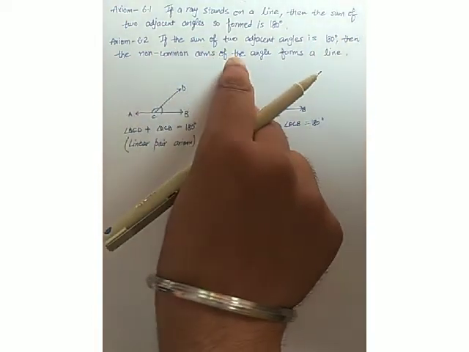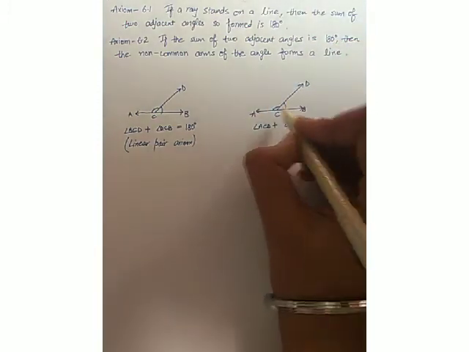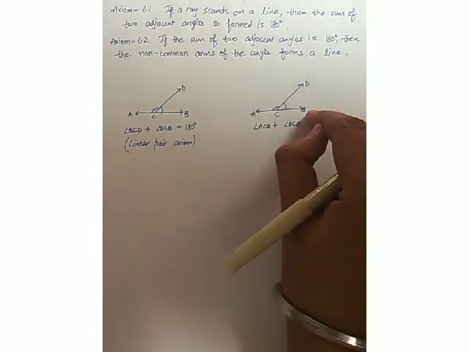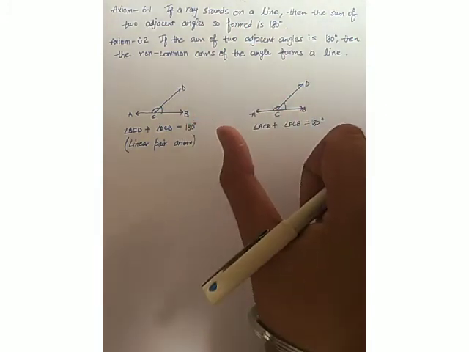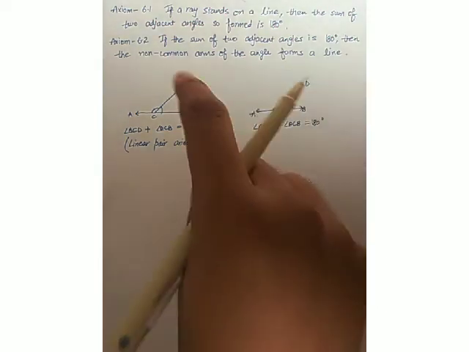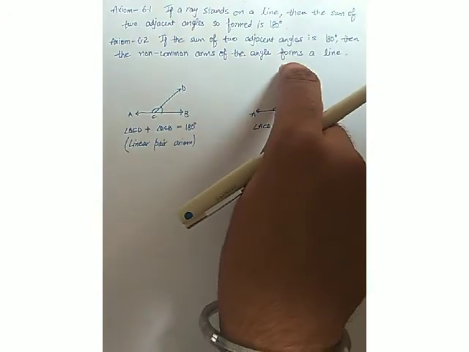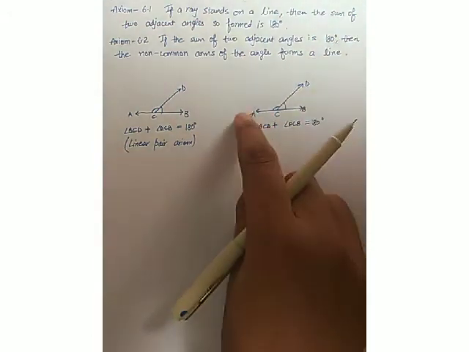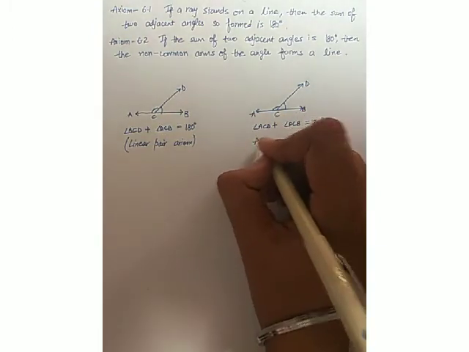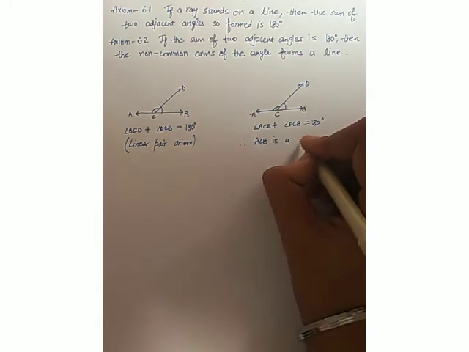The non-common arms of the angles form a line. Which are the non-common arms? CD arm is common in both of the angles, ACD and DCB. Now which are the non-common arms? Of course the left ones. AC and CB are the non-common arms. So it's stated that the non-common arms of the angles form a line. It means AC plus CB, or ACB, is a line. Therefore ACB is a line.